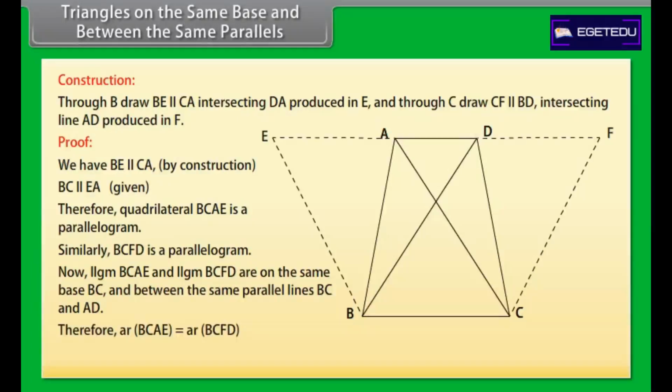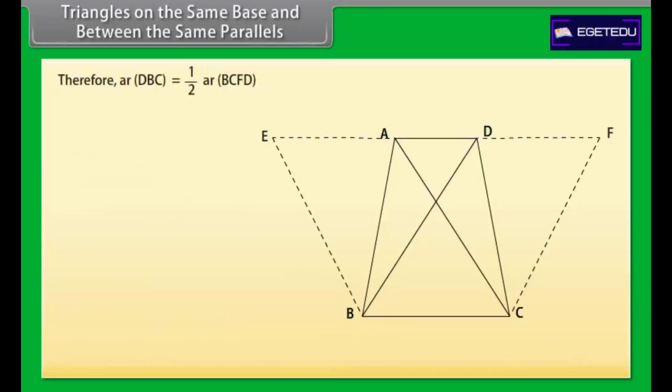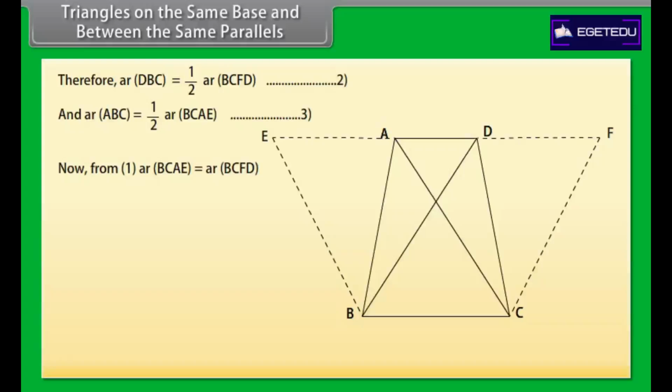Therefore, quadrilateral BCAE is a parallelogram. Similarly, BCFD is a parallelogram. Now parallelogram BCAE and parallelogram BCFD are on the same base BC and between the same parallel lines BC and AD. Therefore, area of parallelogram BCAE is equal to area of parallelogram BCFD. Mark it as 1. We know that the diagonals of a parallelogram divide it into two triangles of equal area.